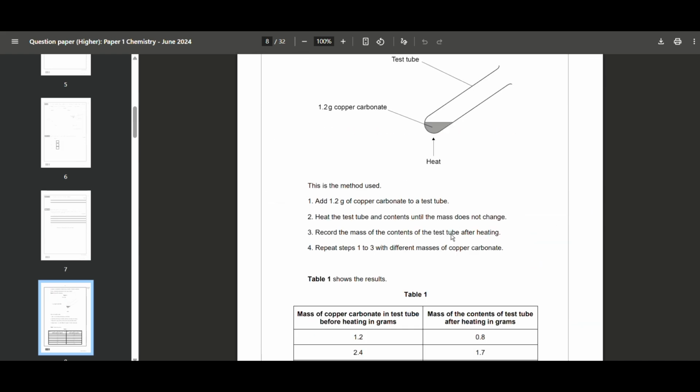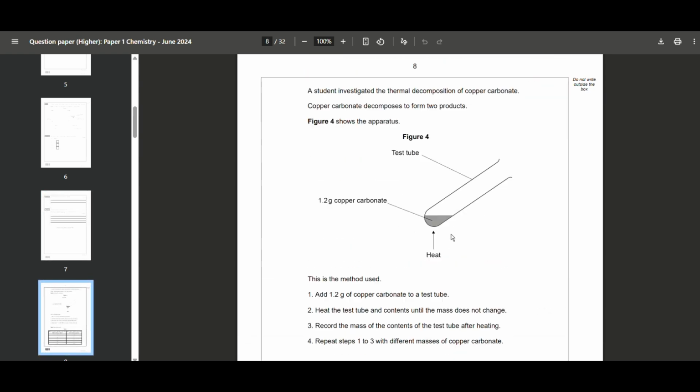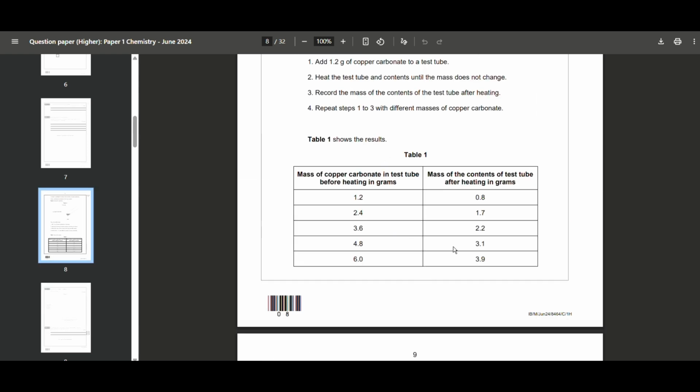So in this one here, this is still question 2, so it's just continuing on. Now, a student investigated the thermal decomposition of copper carbonate. Copper carbonate decomposes to form 2 products. So we've got copper carbonate here being heated, and we are using the heat to accelerate the thermal decomposition. Now, in this case, this is a method, so they add this here and then they heat the test tube, record the mass, so you can see this whole table here.